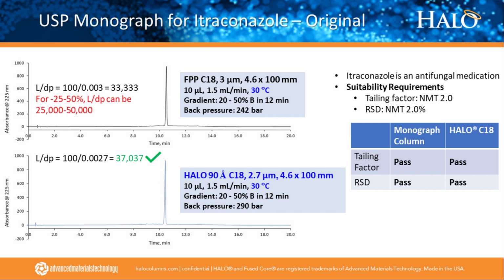So moving that to just the smaller particle size Halo column, you can see that we're able to meet the system suitability requirements of tailing factor no more than 2 and the RSD no more than 2%. So the results look nearly identical on the original monograph column compared to the Halo column.